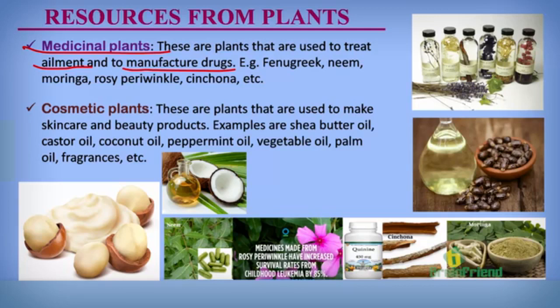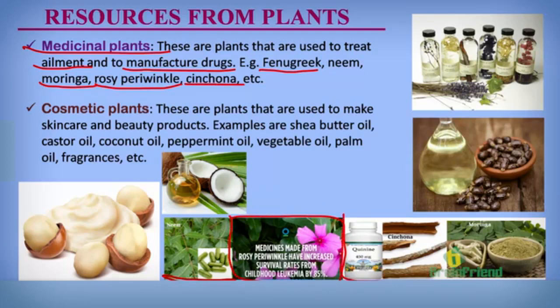Examples of such medicinal plants include fenugreek. We have neem plants. The neem plant is commonly called dogonyaro in some parts of Nigeria. We also have moringa plants. We have the rosy periwinkle plants, which research has said can treat several kinds of ailments. We have the cinchona plant. The cinchona plant provides us with a common anti-malaria drug known as quinine.